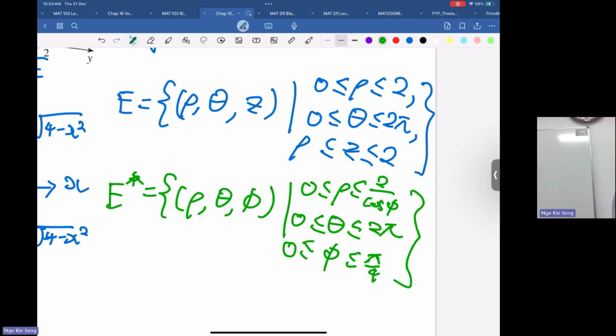Okay, any question about this? In next hour, we should start new chapter. Any more question on the double integral stuff? Multiple integral.